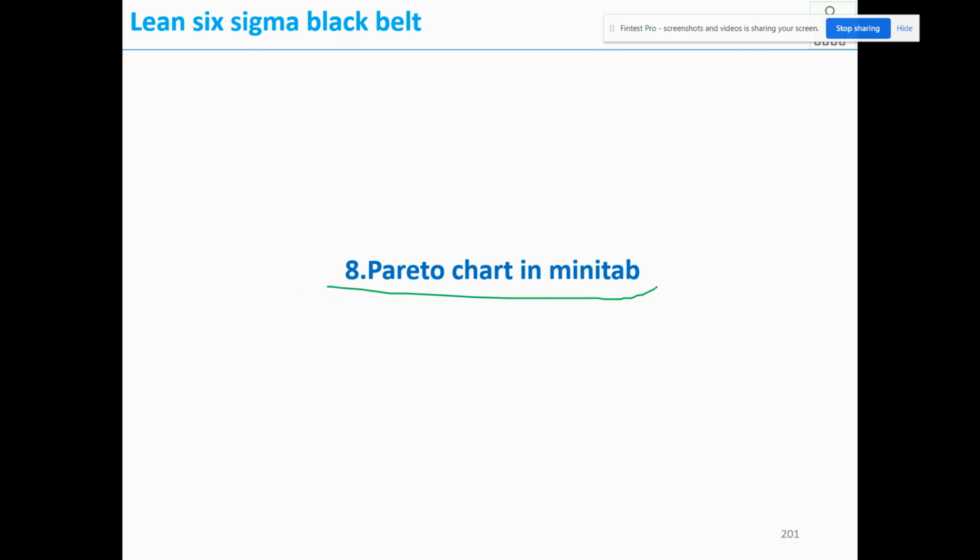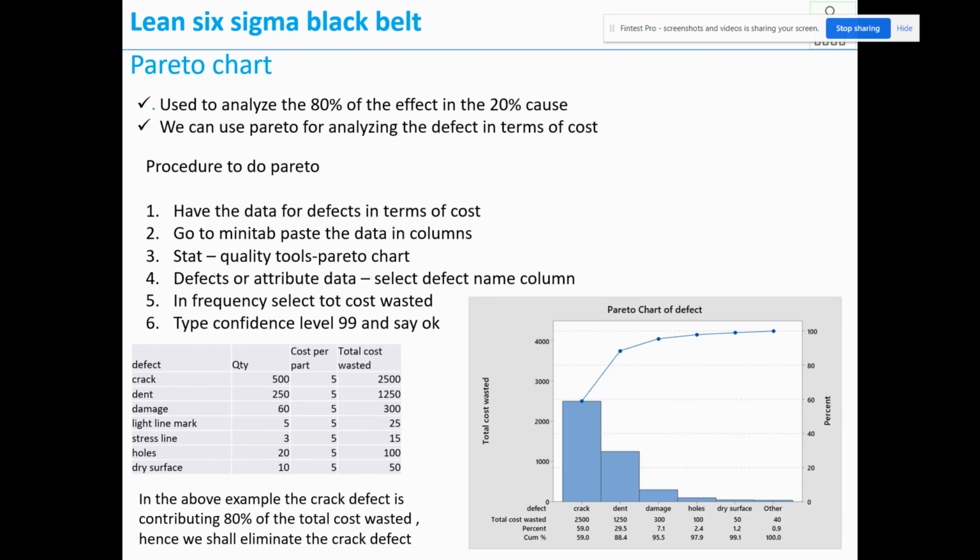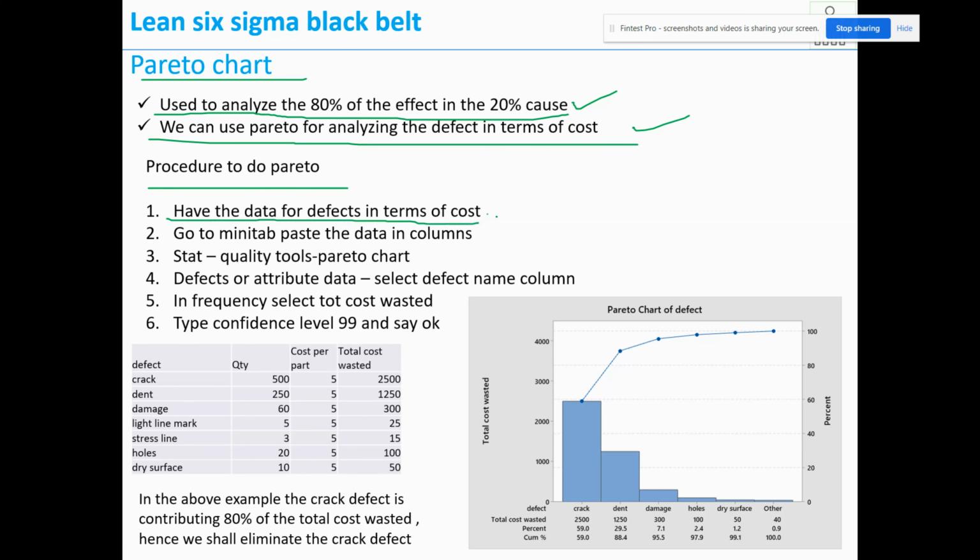So next we are going to see how to create a Pareto chart in Minitab. Pareto chart is used to analyze the 80% of the effect in 20% cost. We can use Pareto for analyzing the defect in terms of cost. Procedure to do Pareto: have the data for defects in terms of cost. Go to Minitab, paste the data in columns. Go to Start, Quality Tools, Pareto chart. Defects are attribute data. Select defect name column. Then in frequency, select the total cost wasted. Type confidence level 99 and say okay.